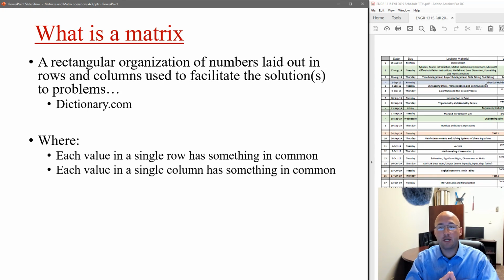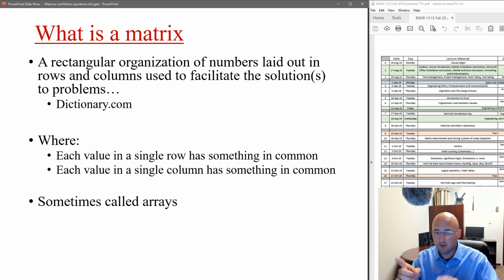Every piece of information that is in a row together has something in common. And every piece of information that is in a column together has something in common. So it's a way of organizing a set of numbers into an array where we have all like elements in columns and all like elements in rows. And so we'll talk more about that when we get to Cramer's rule and systems of linear equations.